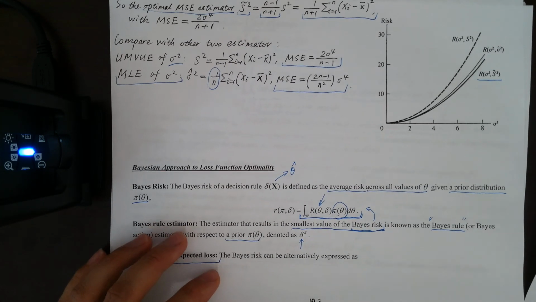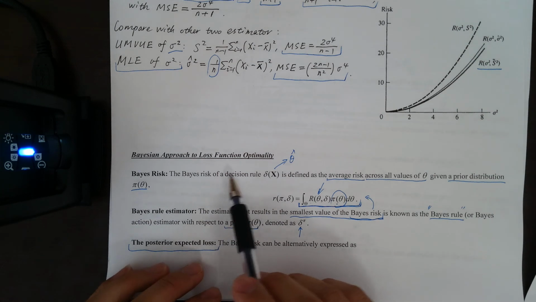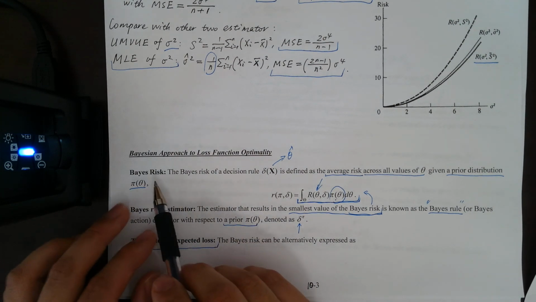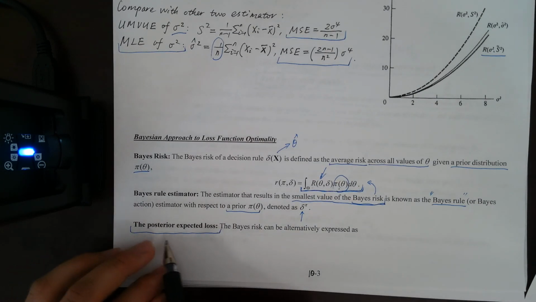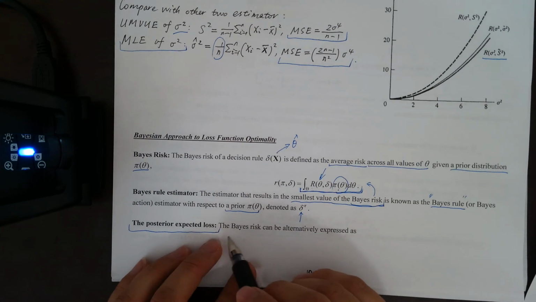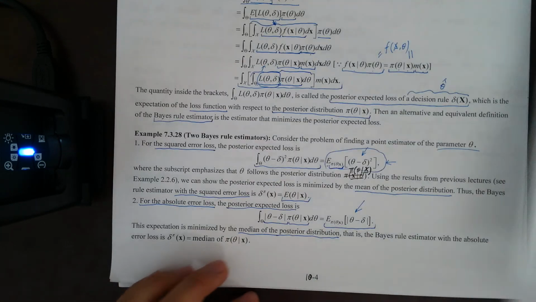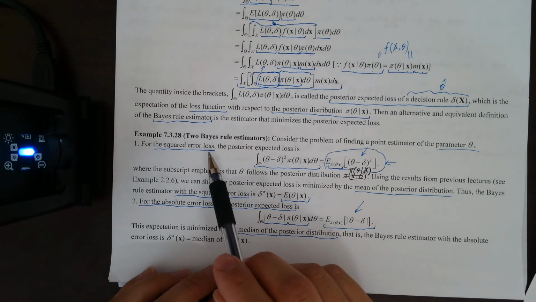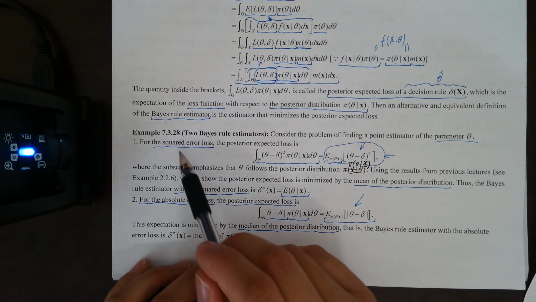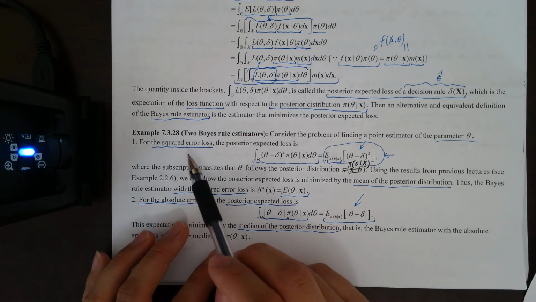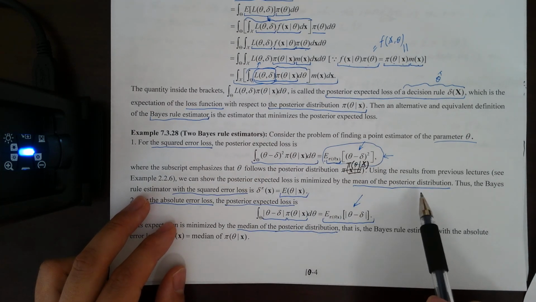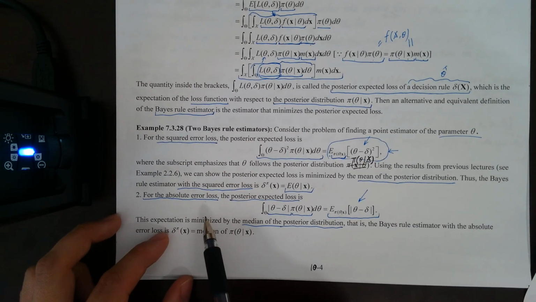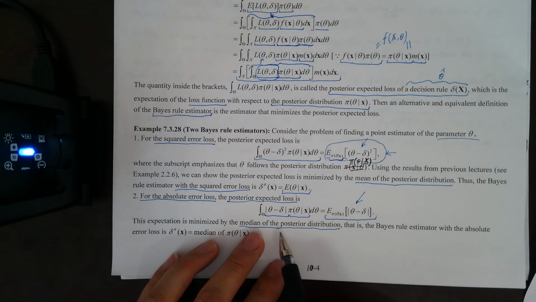And the second part, we talked about the several concepts of loss function optimality under the Bayesian framework, like what is the Bayes risk and what is the Bayes rule estimator, and what is the posterior expected loss, which is just an alternative form for the Bayes risk. Then specifically we discussed two types of Bayes rule estimators under two different forms of loss functions. Under the squared error loss, the Bayes rule estimator is the posterior mean. And under the absolute error loss, the Bayes rule estimator is the median of the posterior distribution. So that's all about this part.